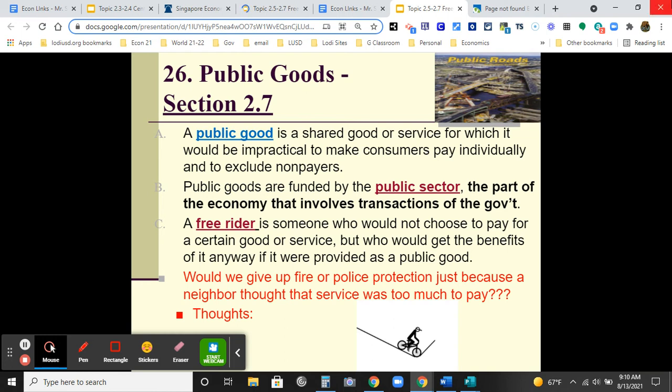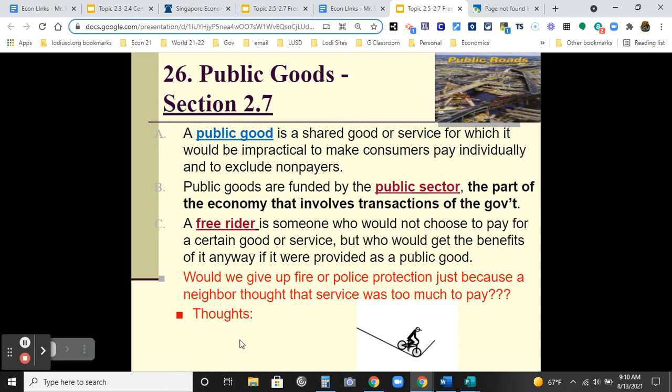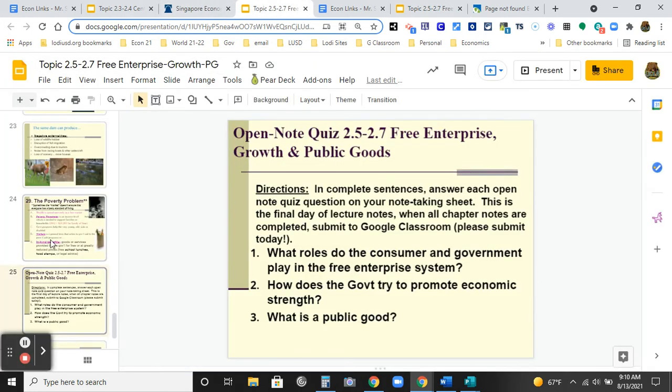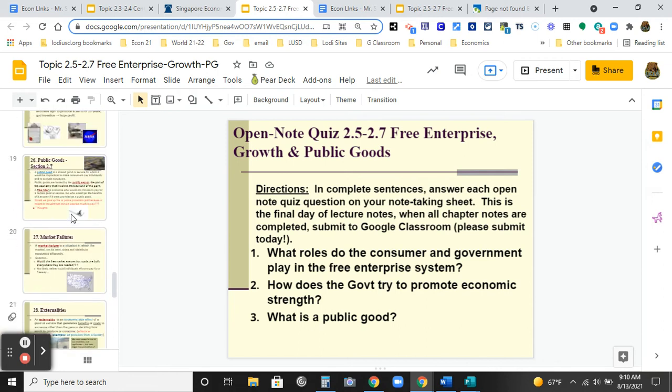On slide 25, from God to good. Okay. Let's talk about what a public good is. This is a shared good or service that would be impractical for consumers to pay individually. It would also be impractical to exclude non payers. Think of public highways, bridges, lakes, hiking trails, national parks. These are all public goods.